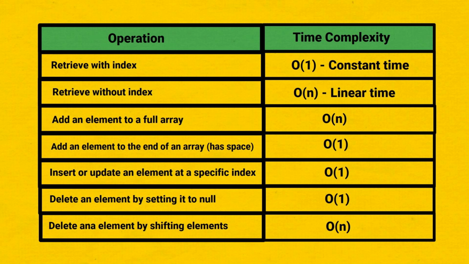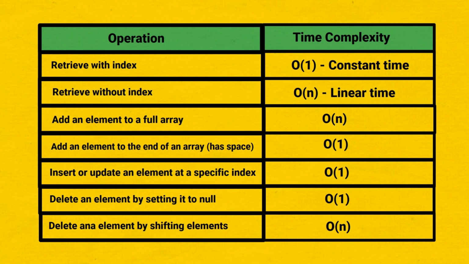Now, if we want to add an element to the end of an array that has space in it, and assuming we know the index of where to add the element, well, that's going to be O of 1, because that's similar to retrieving an element. When we have the index, we can figure out the memory address of where the new element is going to go just by using our simple calculation, and so that's also constant time. And the same thing if we want to insert or update an element at a specific index. We can do that in constant time because if we have the index, we can jump right to the memory location.